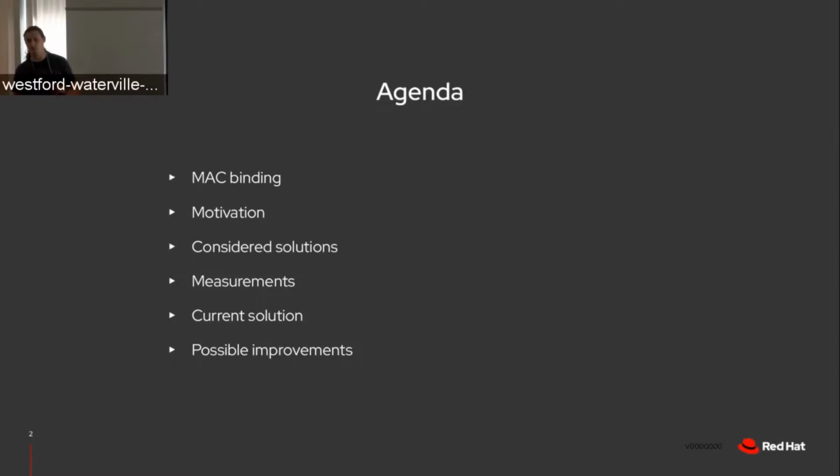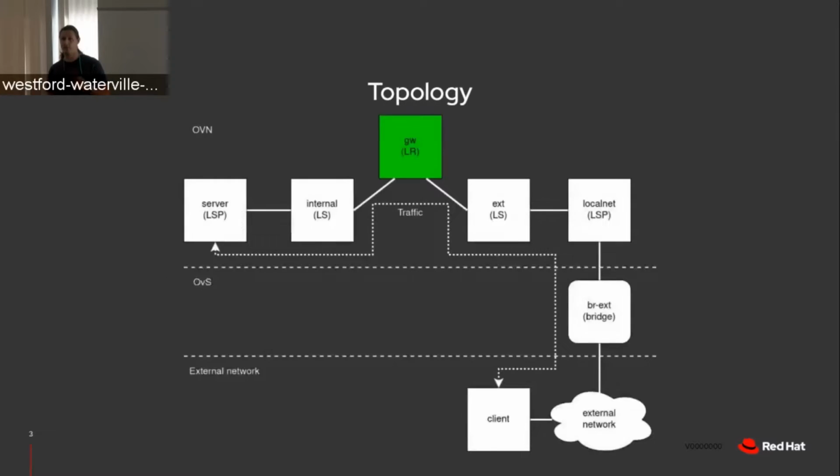I will start with explaining what MAC binding is, just very briefly, so you have an idea why we need it in OVN at all. Then I move on to motivation: why do we actually need the aging mechanism? Then I will talk about some solutions that we have considered to implement that. Then I will do a slight sidetrack and show you some measurements that we did when we considered the solution. And then I jump back to the current solution that is implemented, and some final thoughts on what we can improve in the future.